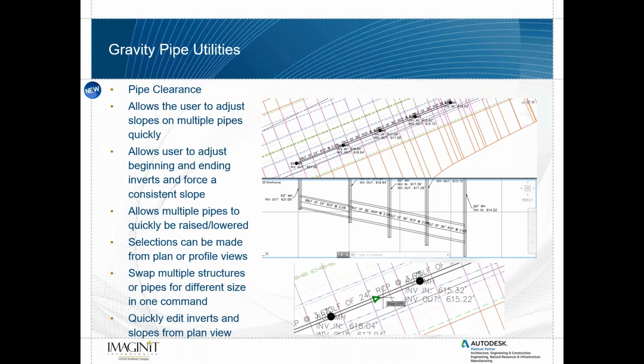Also in this year's release, new to 2021, is the fact that we can look at two pipes, look at the crossing, and look at the elevation of two crossing pipes based upon the bottom, the center, or the top portion of the pipe. So that's really new for 2021. Everything else has been slight enhancements, but the new one is that one, the pipe clearance.